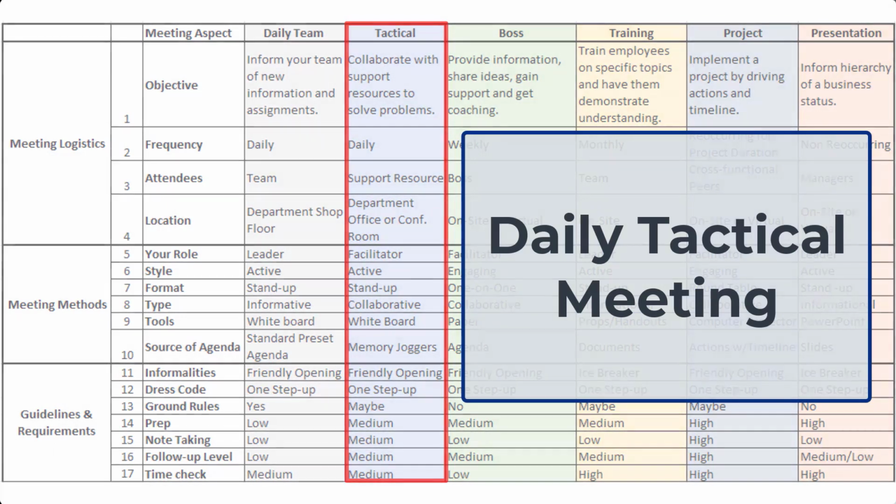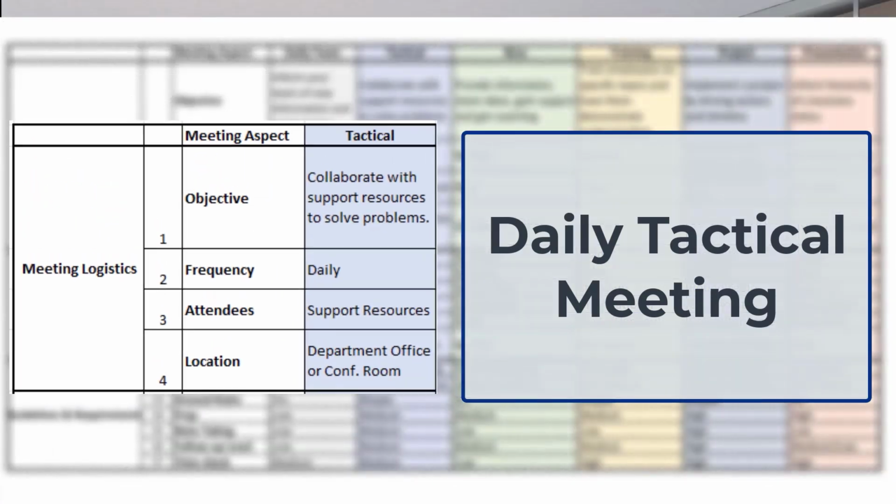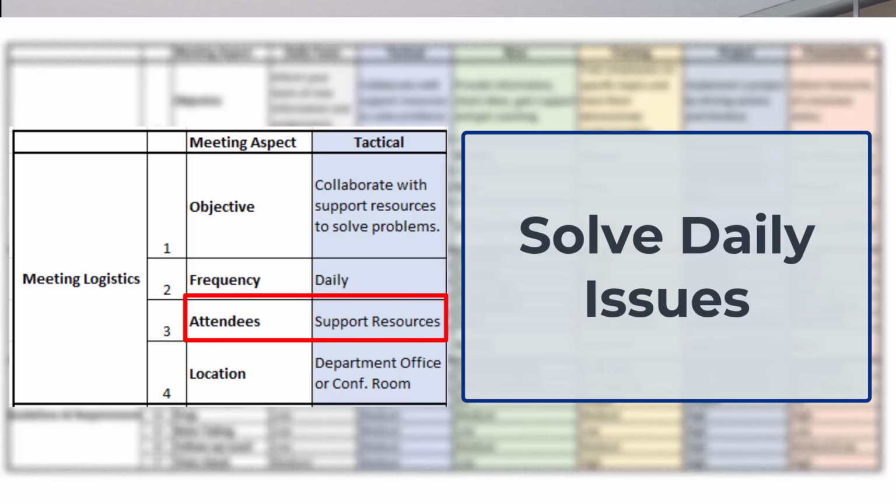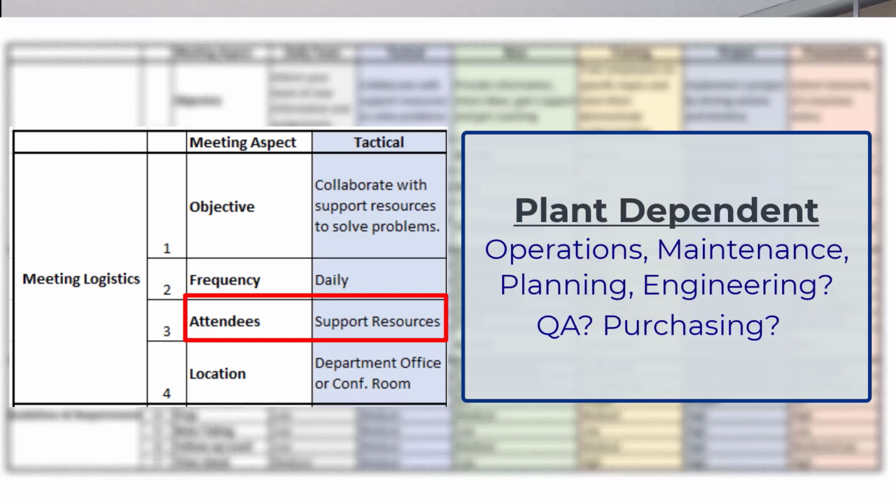The objective of your tactical meeting is to collaborate with your support resources in order to solve daily department issues. Your attendees at this meeting should be anybody that can help you solve short-term production problems. Every plant's a little bit different, but typically you want your lead resources there, along with maintenance, planning, and maybe engineering, quality, and/or purchasing. But you need to evaluate this for yourself.